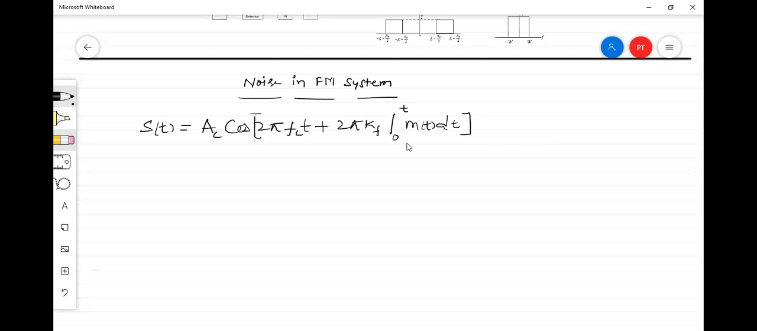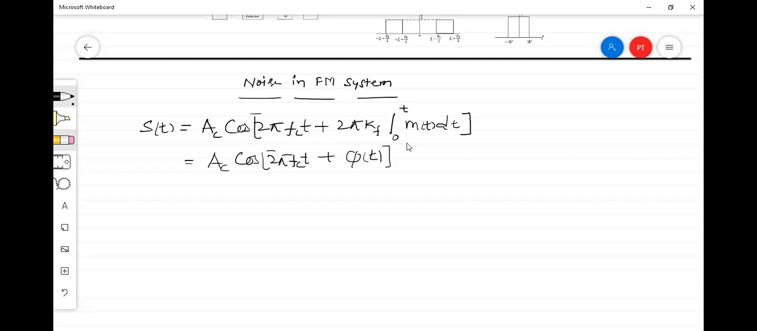Many of the times we think of this as some angle function, phase function or angle function. And we can also write this as Ac cos(2π fc t + φ(t)). Instead of writing again and again this entire form of integration, it is better to use a simple notation φ(t), where φ(t) is equal to this much.